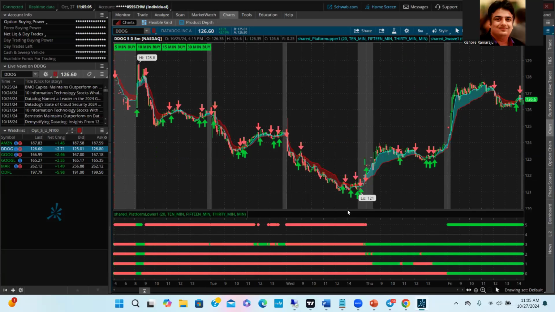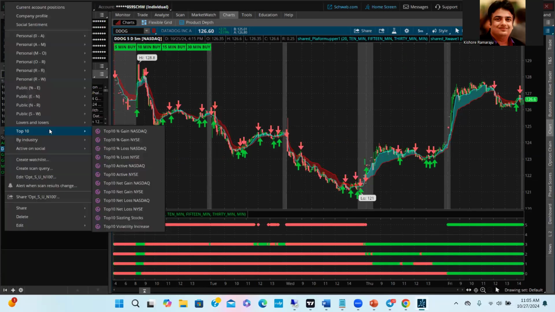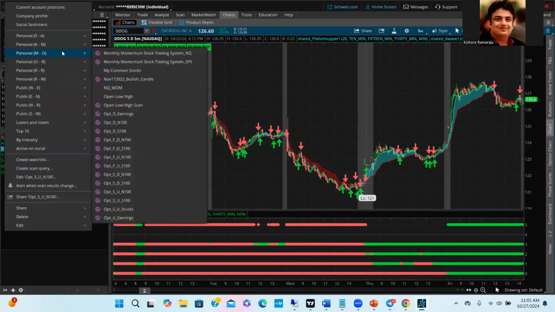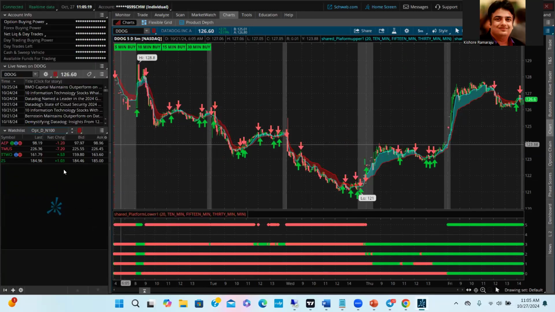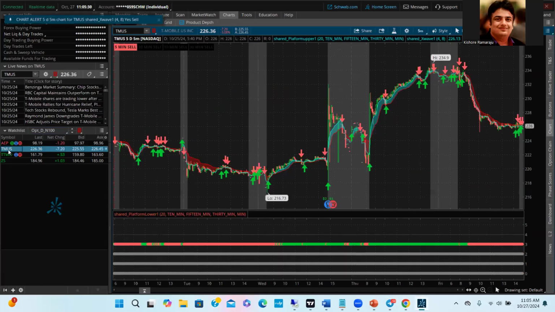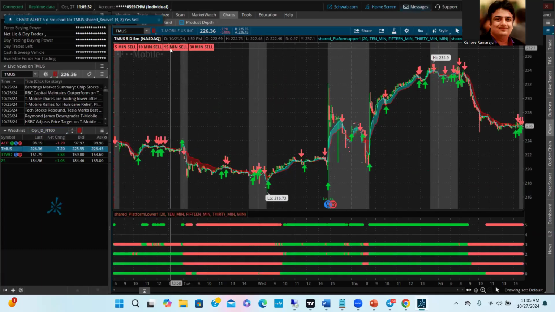You can use multiple scanners. So, for example, I want to look at some of the downtrend stocks. I can go select options downtrend. For example, EEP. You see 5 minutes, 10 minutes, 15, all these different time frames. It is bearish. So that means it is in a downtrend. Or TMUS. It is in a downtrend. It can go further down.